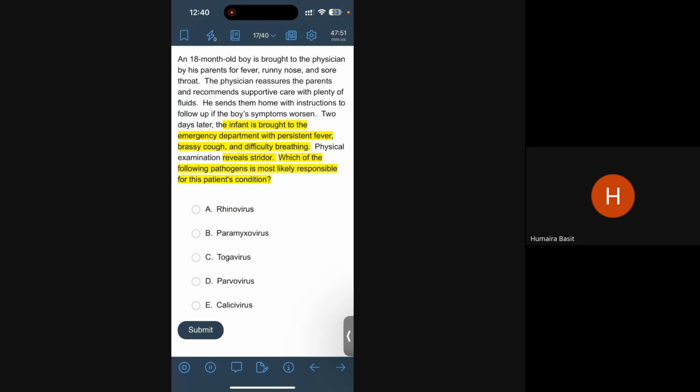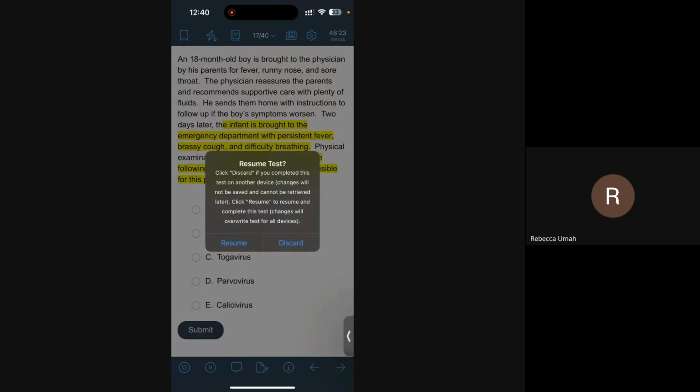Name the two diseases in which you are going to hear stridor. Croup and epiglottitis. Epiglottitis is caused by bacteria, and he is asking only about the virus one, right? Rhinovirus, paramyxovirus, togavirus, parvovirus, and calicivirus. And croup is caused by what? Bacteria? By virus.